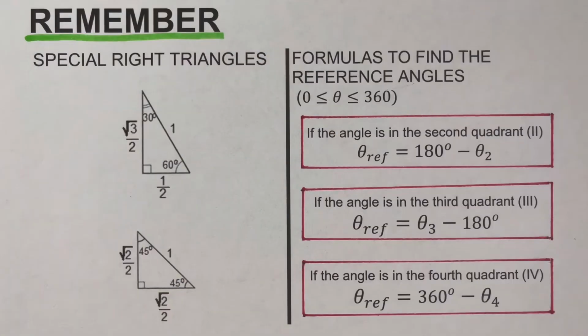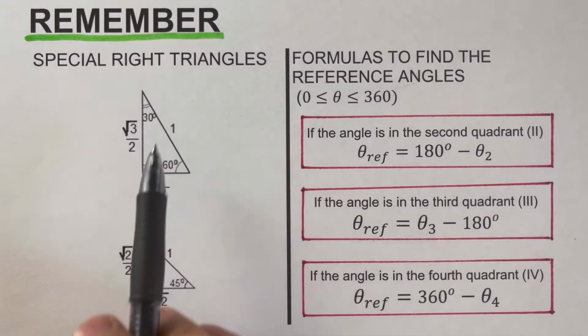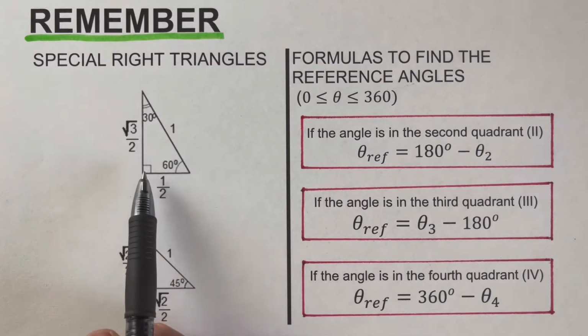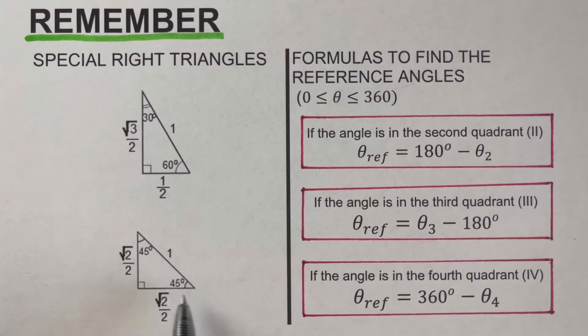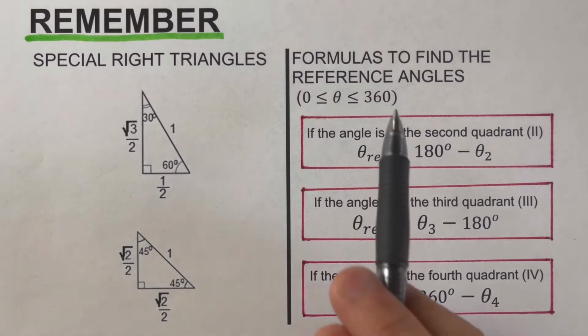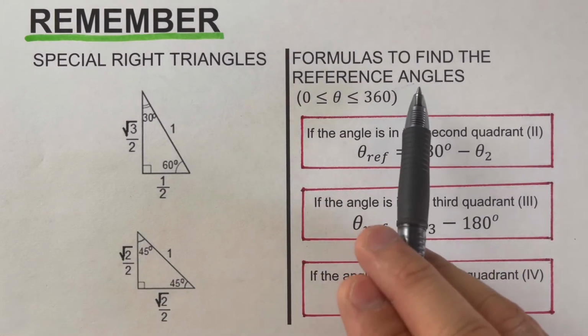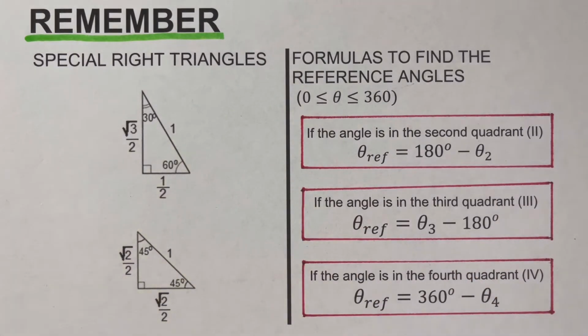We remember that special right triangles, which include the 30, 60, 90 degree triangle and the 45, 45, 90 degree triangle, and the formulas to find the reference angle are very important in evaluating trigonometric functions. Now let's go over the special right triangles here.